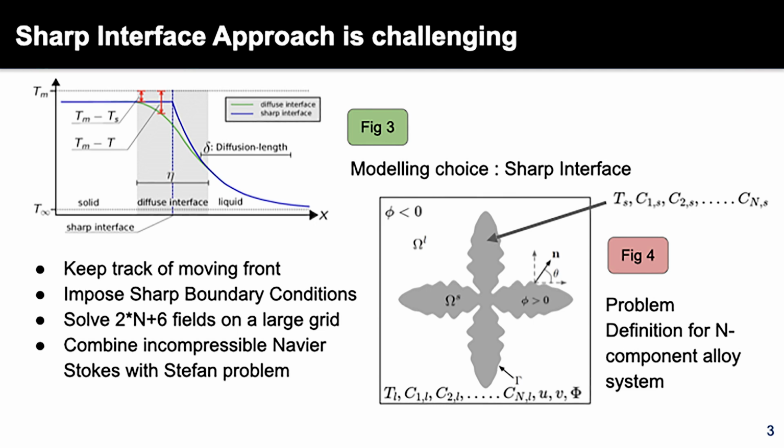With that modeling choice, there are certain difficulties that come with it. We first have to keep track of a moving front, which is your solid-liquid interface. Then you have to impose certain boundary conditions in a sharp way at the interface. And then you have to solve 2n plus 6 fields. We want to develop a general solver for an n-component alloy system. So you have scalar fields in the solid and scalar fields in the liquid, two velocity components in a two-dimensional system, temperature in the liquid and solid, two other scalars that help you determine the interface position, and one for helping you in the fluid solver.